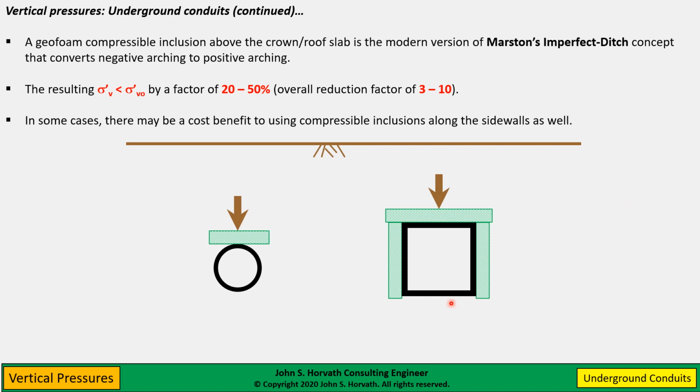In some cases, with a large box type culvert, as these are called, you may find some additional cost benefit to using compressible inclusions along the side walls as well. And again, these would be resilient EPS block. So this would help to reduce the lateral pressure on these structures to achieve some further economy.